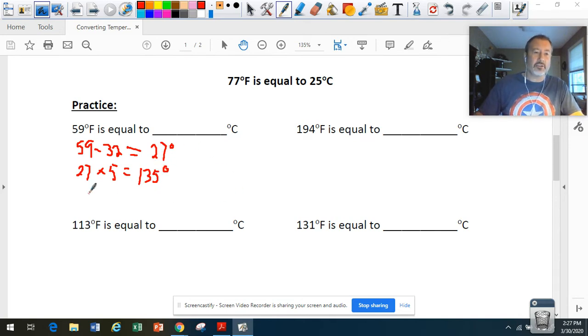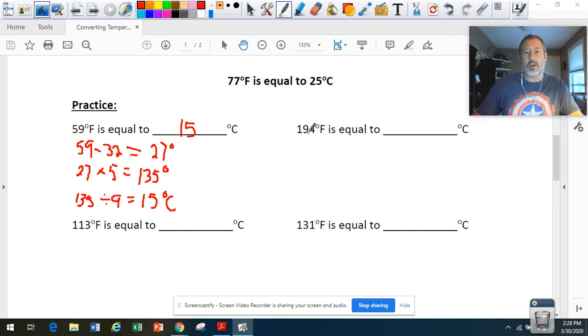Then, final step. Take that answer there, 135 degrees, okay? And divide that by 9. So when you divide 135 divided by 9, that gives you 15 degrees Celsius. So your answer here is 15 degrees Celsius. So 59 degrees Fahrenheit is equal to 15 degrees Celsius. So let's try this next one together.